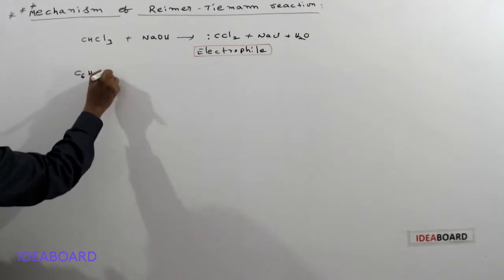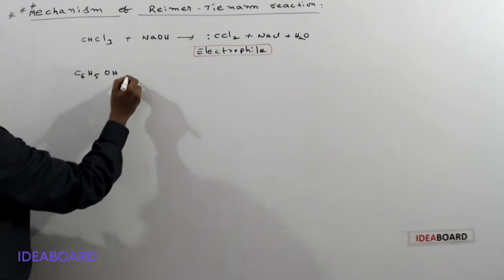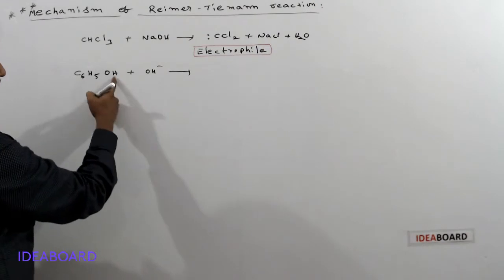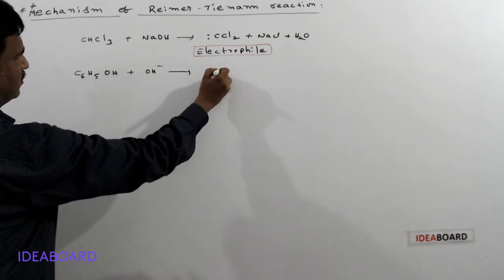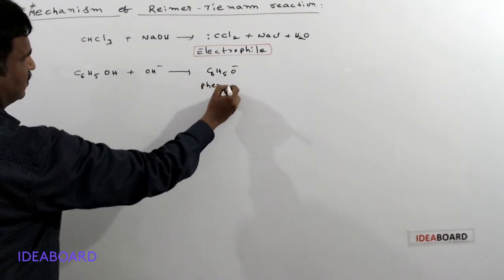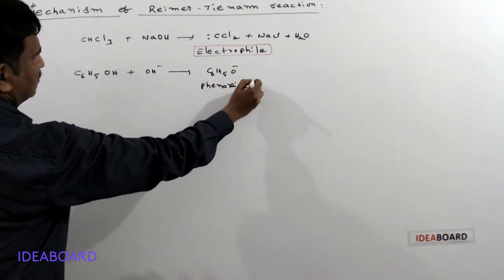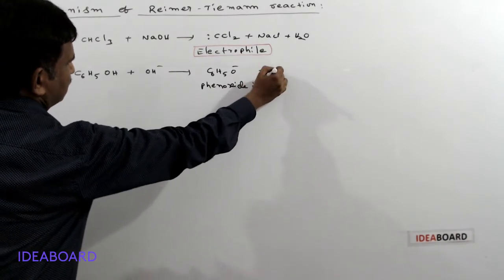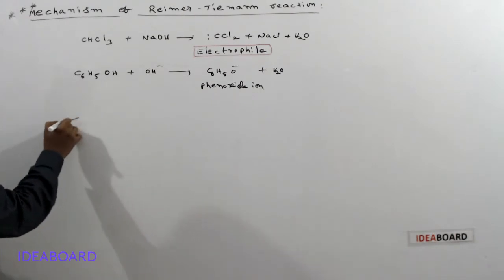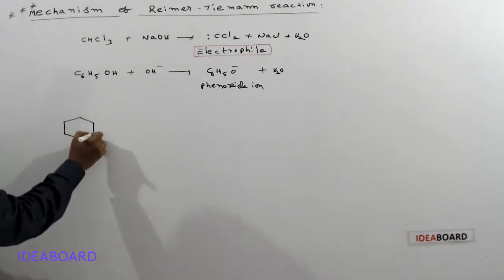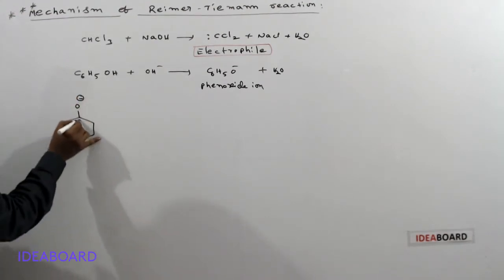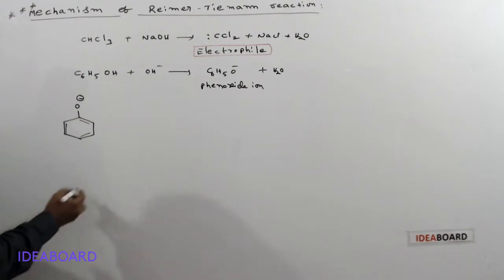Phenol we are taking. This is C6H5OH, phenol. Phenol reacts with a base like OH minus, and this releases the proton. So we will get C6H5O minus. This is called as phenoxide. Phenoxide ion is formed plus H2O is formed. And now I am writing the phenoxide ion. So here it is O minus and pi bond, pi bond, pi bond.